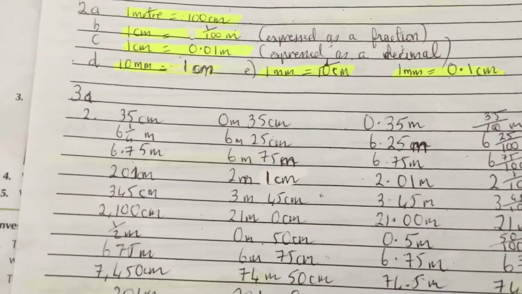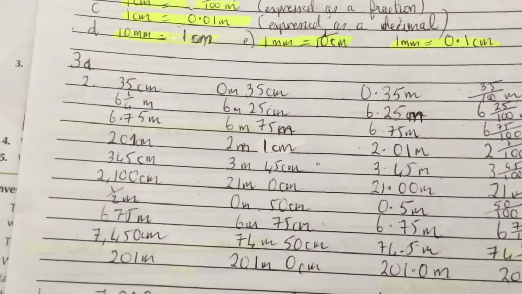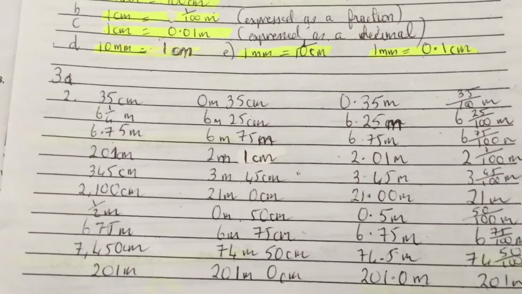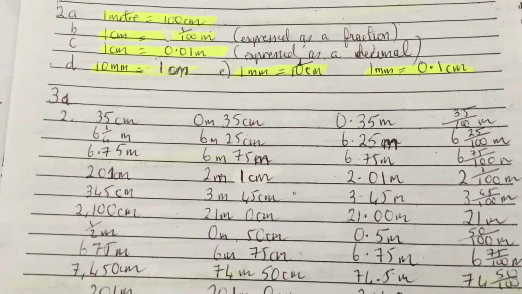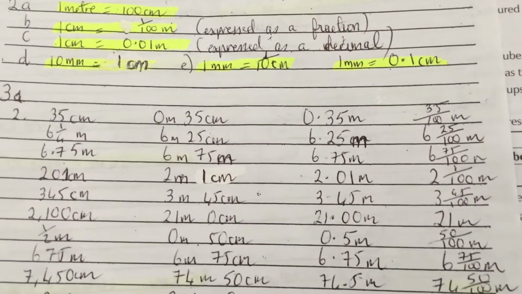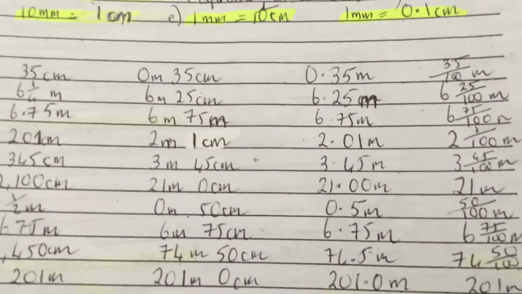And 70 meters plus the 4 meters makes 74 meters, and the 74 meters has the 50 centimeters to the right there.